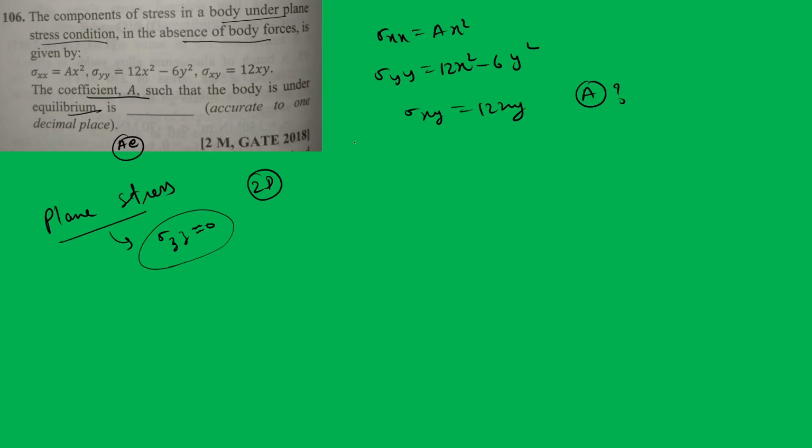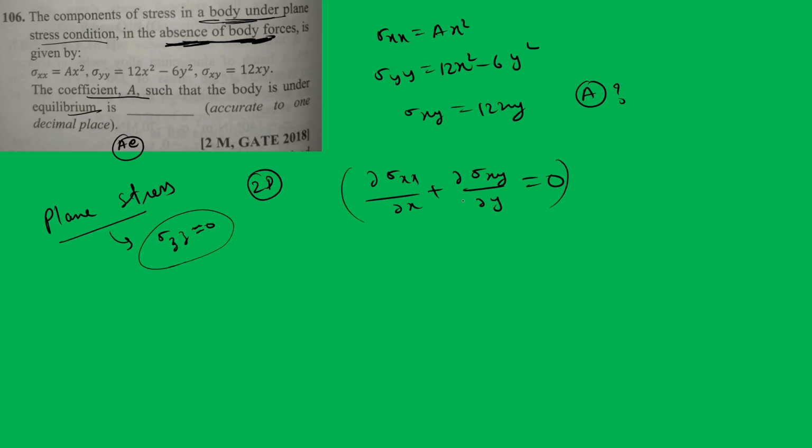You already know, when we treat the body as 2D, we use dou sigma xx by dou x plus dou sigma xy by dou y is equal to 0, because there is no body force as well. Absence of body forces, so we are not going to use that term.